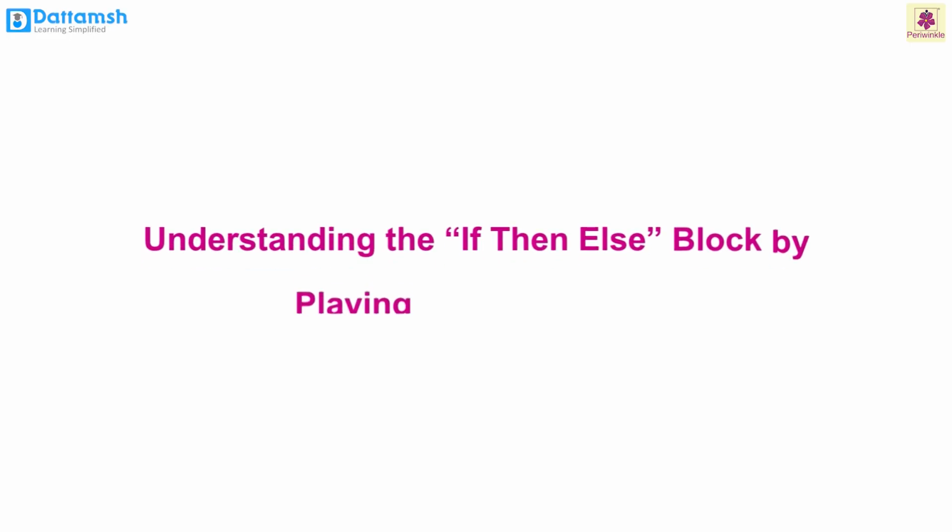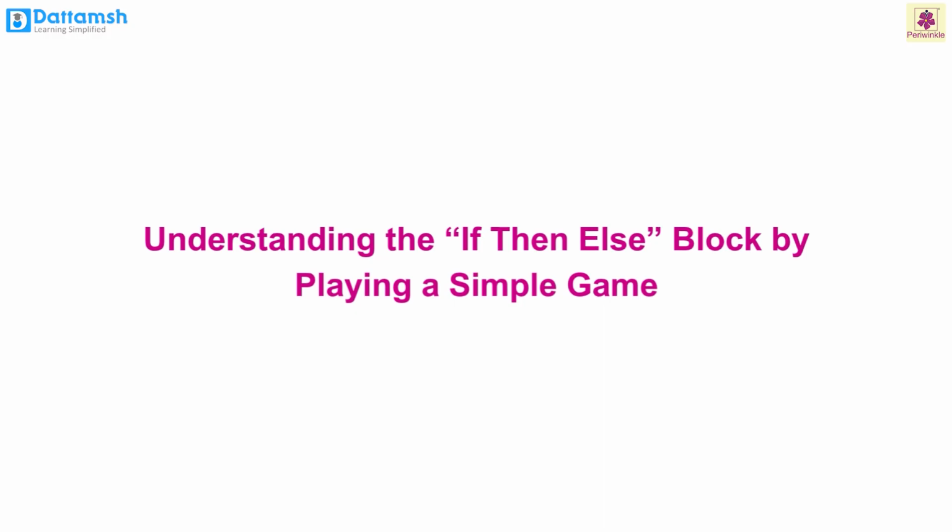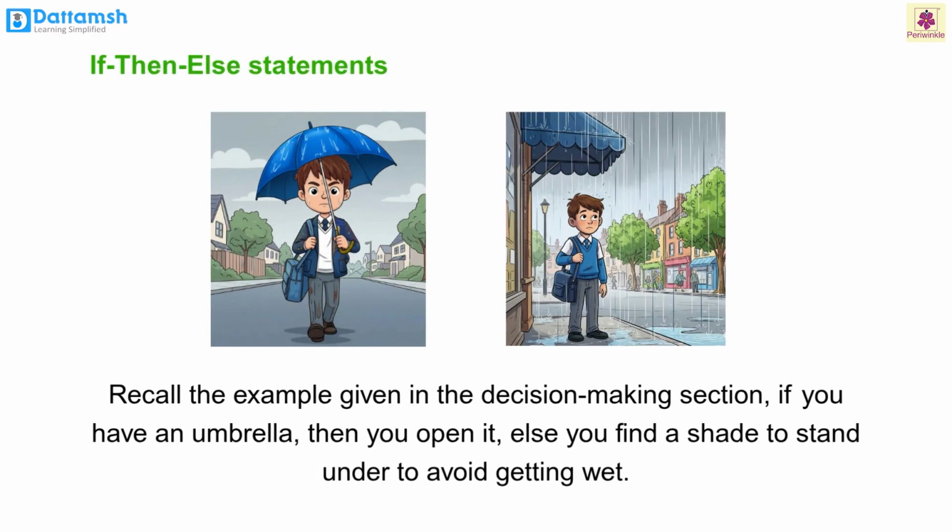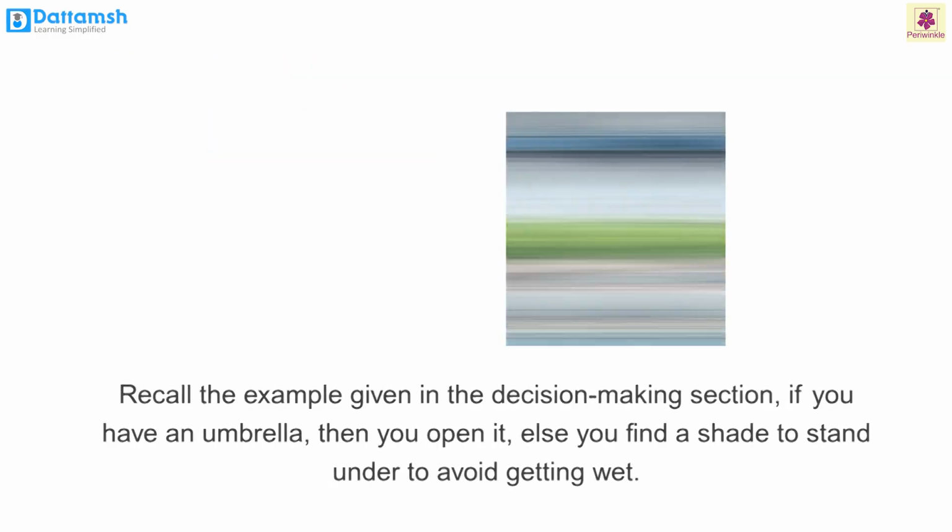Understanding the if then else block by playing a simple game. Students, recall the example given in the decision making section. If you have an umbrella, then you open it. Else, you find a shade to stand under to avoid getting wet.